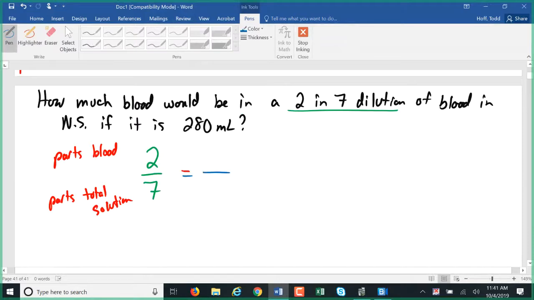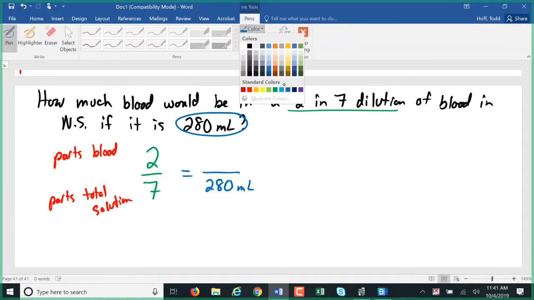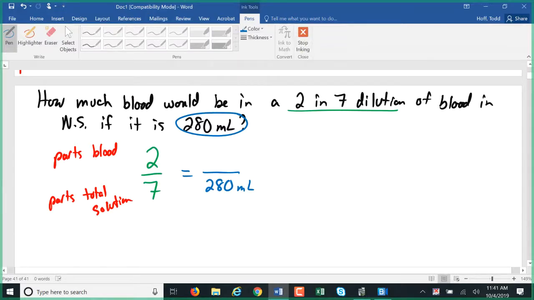Working with ratios, we're probably going to set up a proportion. On the other side of this proportion, we got the 280 milliliters. Does that represent the blood or the total solution? Solution. So the 280 milliliters goes on bottom. Now we'll solve. We'll cross multiply and divide. 2 times 280 divided by 7 is 80 milliliters. So you would need 80 milliliters, or there would be 80 milliliters of blood in that solution.